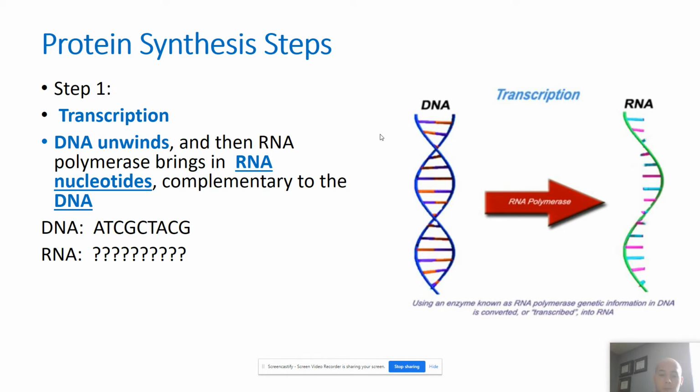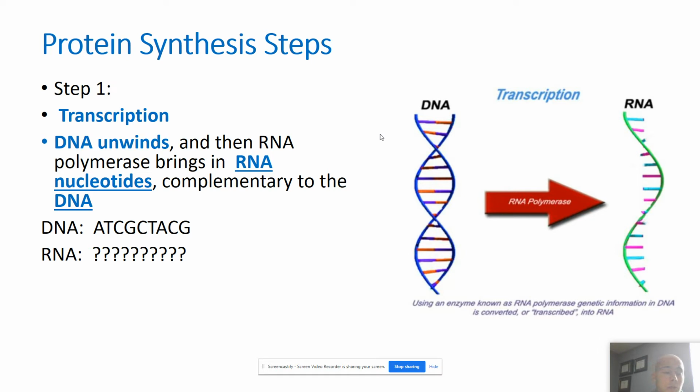Okay, so what you should have here is I'm just going to read the DNA and then I'll read what the RNA should be again right after. So DNA, ATCGCTACG, and the RNA is going to be UAGCGAUGC.